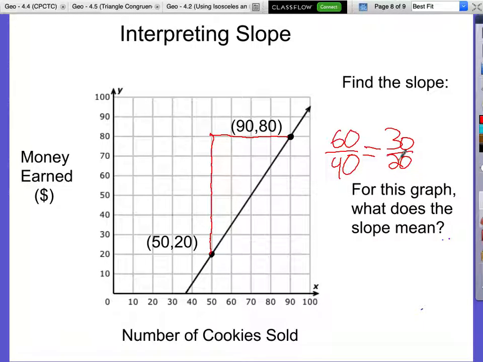Does that simplify anymore? So I just didn't do the... Justin told me that I was wrong, so I did have the correct answer. I didn't do it for 60 and 40. So what this means is that per 3 cookies sold, they make $2.